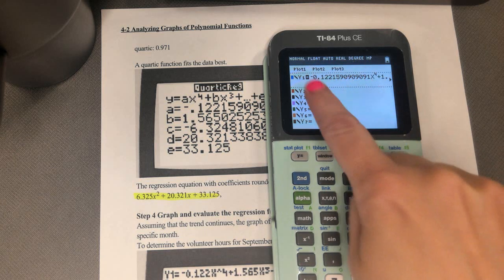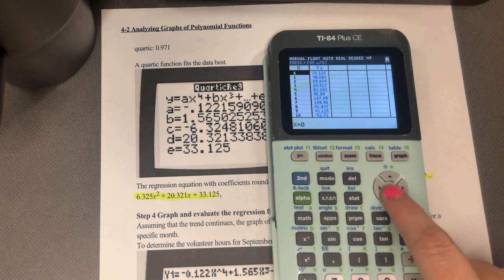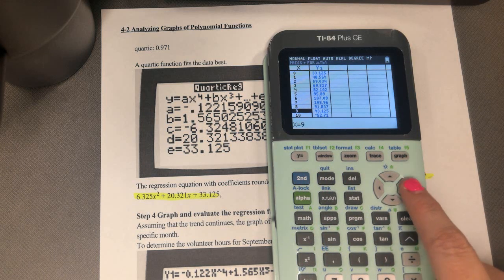So how does this help me? How do I estimate what it is in September? Once I plug it in y equals, how do I find it? What do you use? Your what? Oh, yeah, but where do I find the 9? Yeah, you go to your table, right? September is the 9th month.